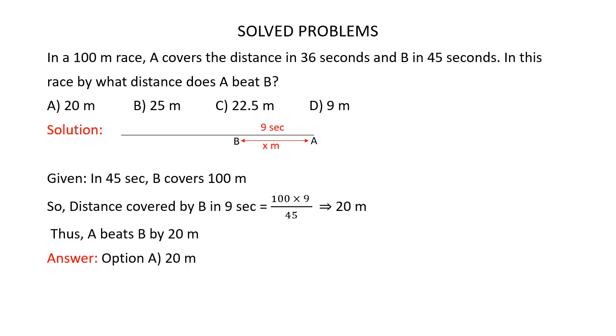Now it's given that in 45 seconds B covers 100 meters. So the distance covered by B in 9 seconds is 100 multiplied by 9 divided by 45, which is 20 meters. So this distance is 20 meters. Thus A beats B by 20 meters. So the correct answer is option A, 20 meters.